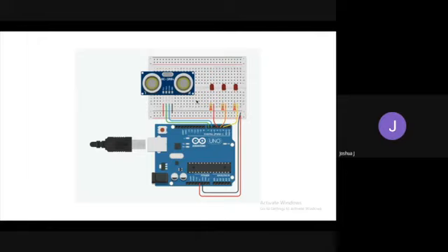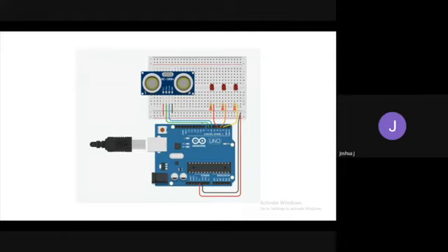The same way, if the obstacle is too close, all the LEDs have to glow. If the obstacle is somewhat away, two LEDs will be glowing. If the obstacle is somewhat further from the sensor, then only one LED will be glowing. If the obstacle is too far from the range of the sensor, then no LED will be glowing. So that is the idea we are going to implement in today's lab.